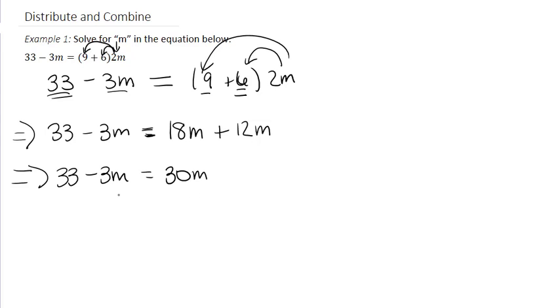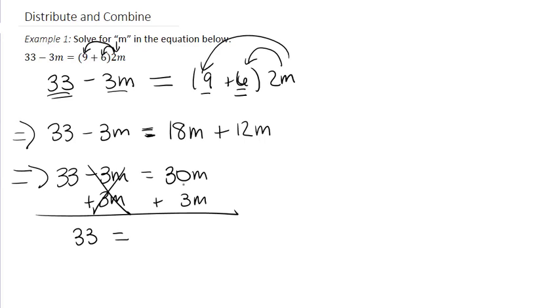Now what we need to do is we need to get m all by itself on one side of the equal sign. So what we're going to do is actually add 3m to both sides, because whatever we do to one side, we do to the other. This gets rid of it on the left-hand side, so we're just left with the number 33. Now we have 30m plus 3m, so that equals 33m.